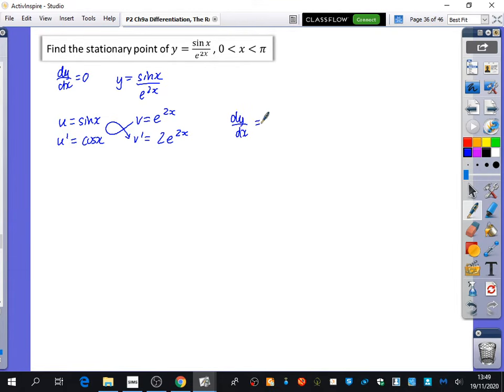So we get that dy by dx is that times that. So that is going to be e to the 2x cos x minus that times that. I'm going to do 2 e to the 2x sine x. What am I missing? V squared. Divide it by this thing squared, which is e to the 2x all squared. And I want this thing to be equal to 0.